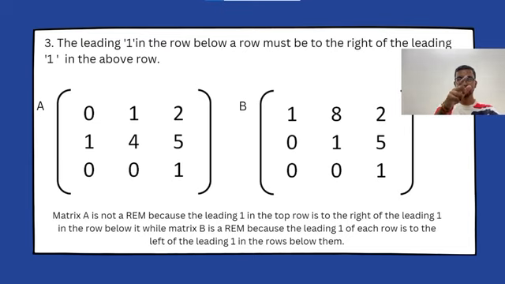As you can see, in matrix A, the leading one in the top row and the middle row occurs in the same position when compared, so that is not an REM. But matrix B is an REM because the leading one in each descending row is to the right of the leading one in the row above.